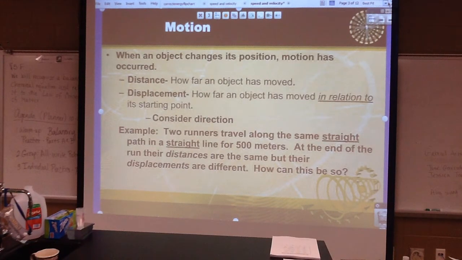So our example here, two runners travel along the same straight path in a straight line for 500 meters. At the end of the run, their distances are the same, but their displacements are different. How can this be so?